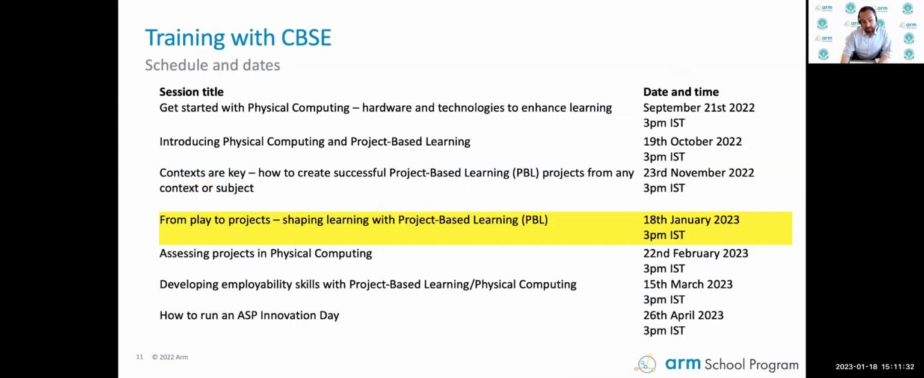Now this session, which is highlighted here, is pretty much in the middle of the series that we're running in partnership with CBSE. If you would like to access previous sessions, you'll find links to those on the community site where you registered for this event. So that's the ARM community site. Future events: the next one is coming up in February, and then March and April.